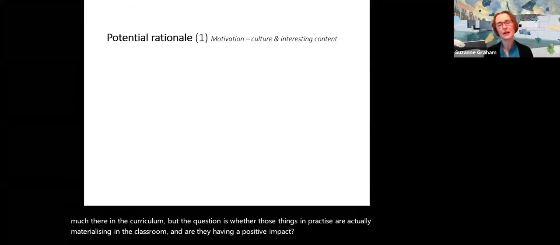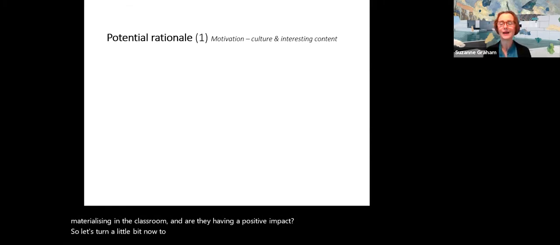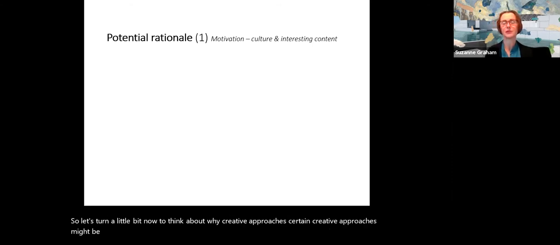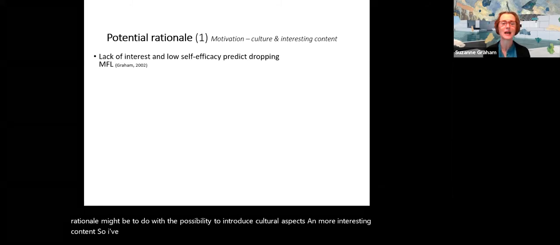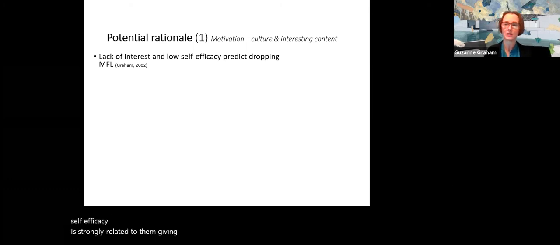So let's turn a little bit now to think about why certain creative approaches might be useful for improving motivation for language learning in secondary schools. So the first rationale might be to do with the possibility to introduce cultural aspects and more interesting content. I've already said that learners' lack of interest and lack of confidence or self-efficacy is strongly related to them giving up language study. That's been shown in a number of studies over the years.